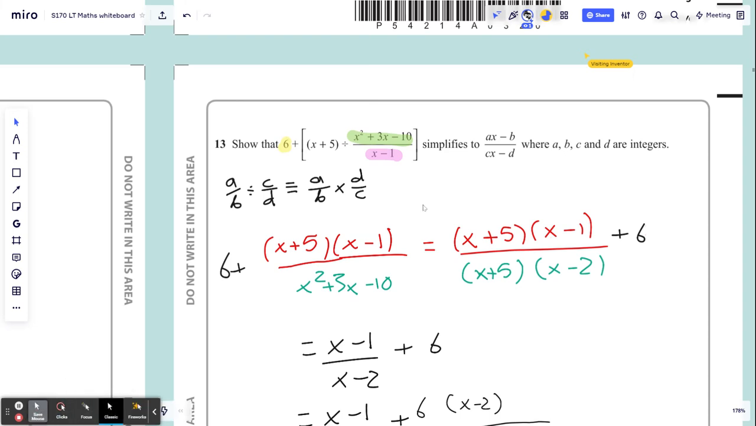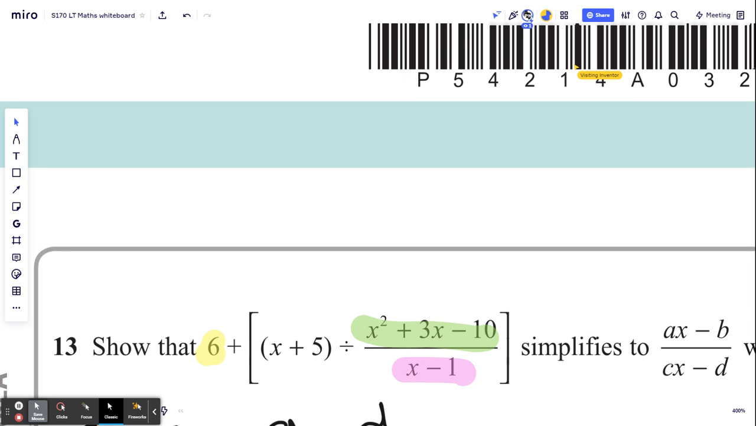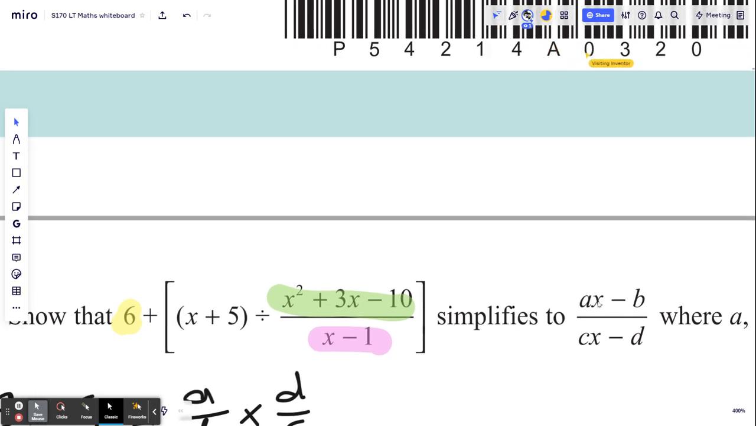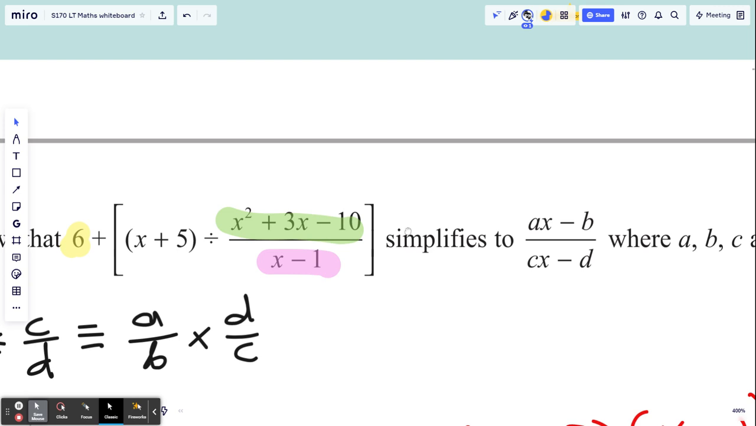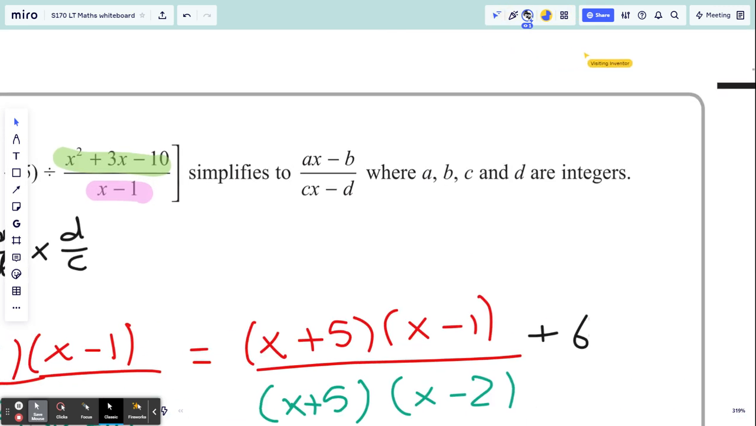Okay, so let's just zoom in on this question here. We've got to simplify this into the form of a multiple of x minus a number, divided by another multiple of x minus another number. A, B, C, and D. Oh, and they are integers as well, which means whole numbers, of course.